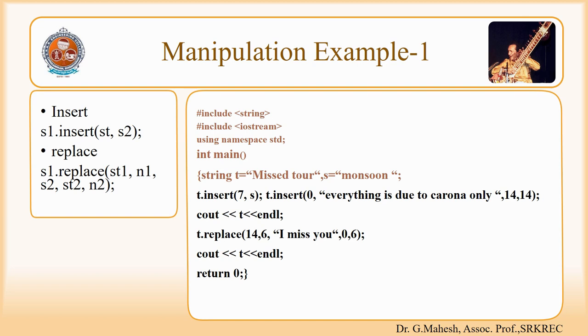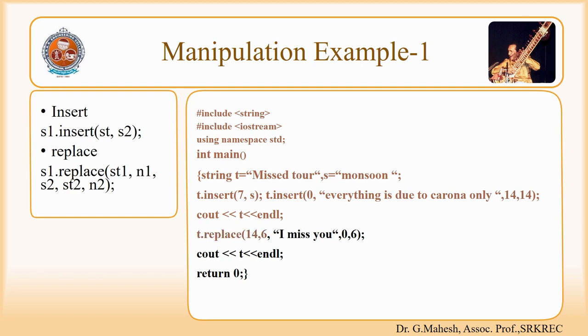Okay, what is the substring? You are making the substring starting at the 14th character, and the number of characters is 14 again. Therefore, counting the characters, this is the 13th character, and D is the 14th character. Therefore, "due to corona only" is inserted into T again. Therefore, you can insert these things into T. Now T should be displayed.